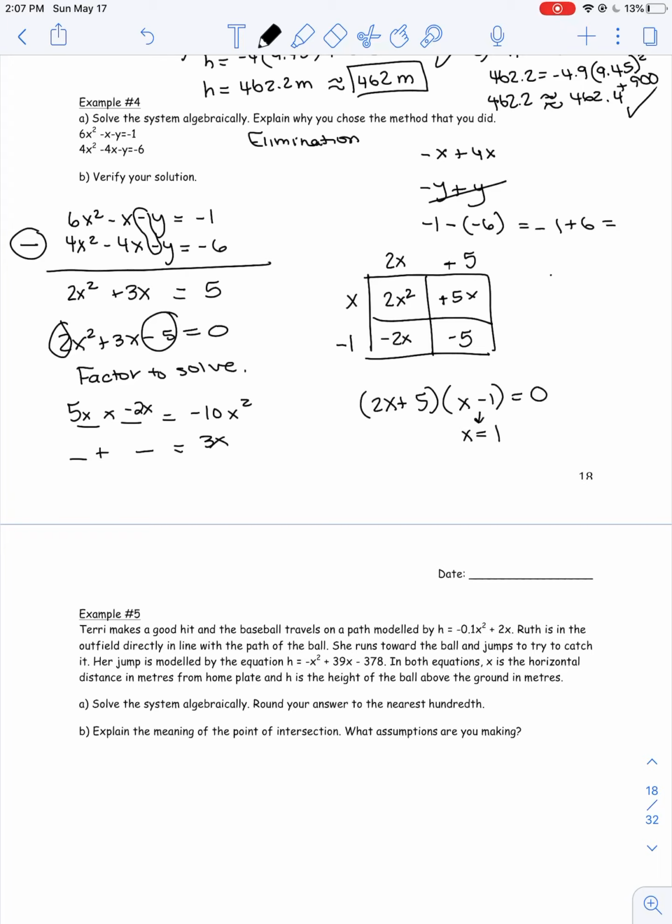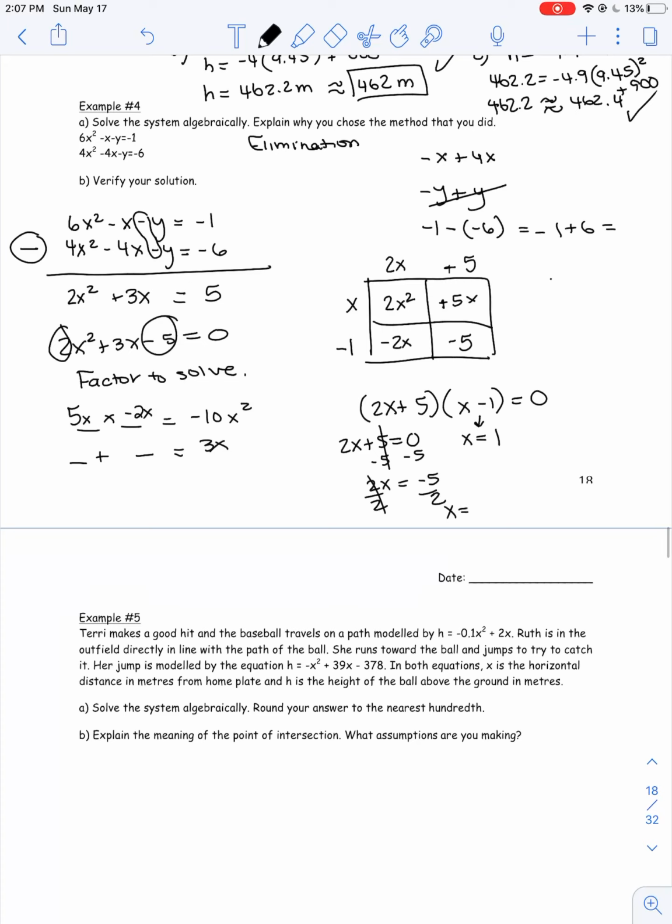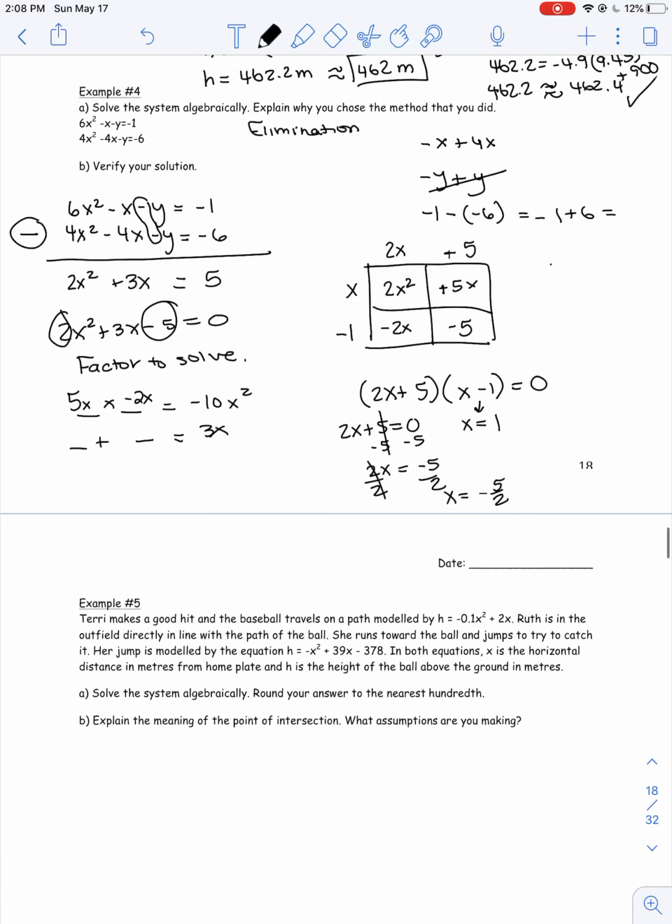So that gives me x equaling 1 from this guy, and you set them both equal to 0, which is kind of what I did for the second one. I just knew that that was going to be the answer when I isolated for x. Here I would subtract 5 on both sides, giving us 2x equals negative 5. Divide that by 2. So x could also equal negative 5 over 2, or x could equal 1.